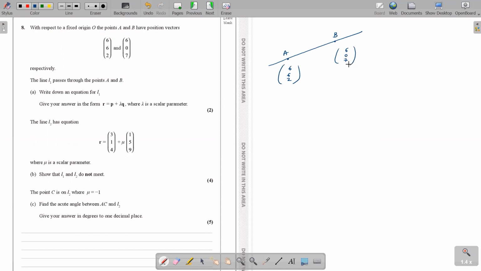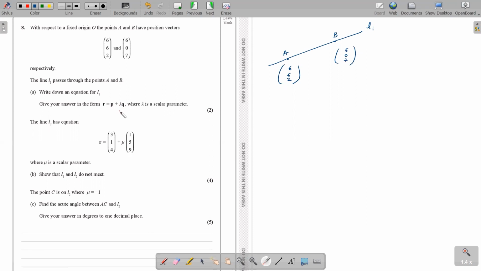So they say the line L1 passes through points A and B. So this is my line L1. Write down an equation for line L1. Give your answer in the form r equals p plus lambda q, where lambda is a scalar parameter. So basically, the equation of a vector line is in the format r equals a plus lambda b. So P should stand for the position vector, while Q should stand for the direction vector.